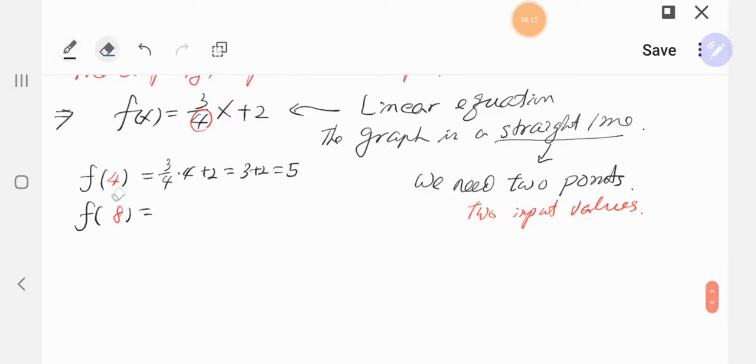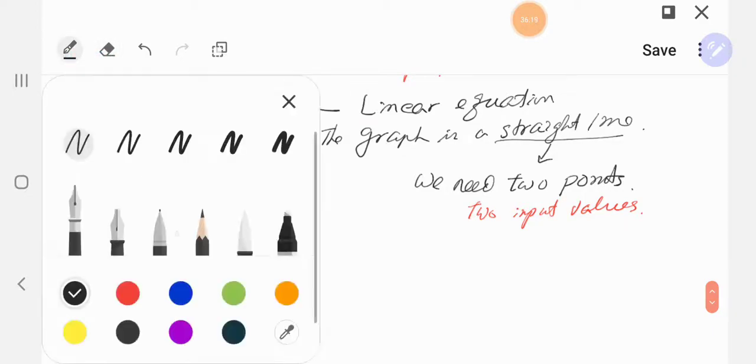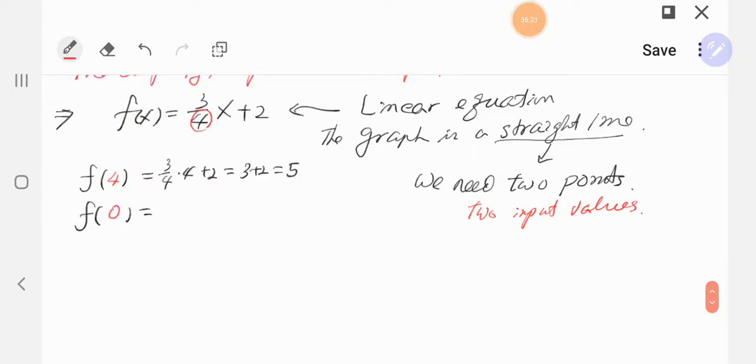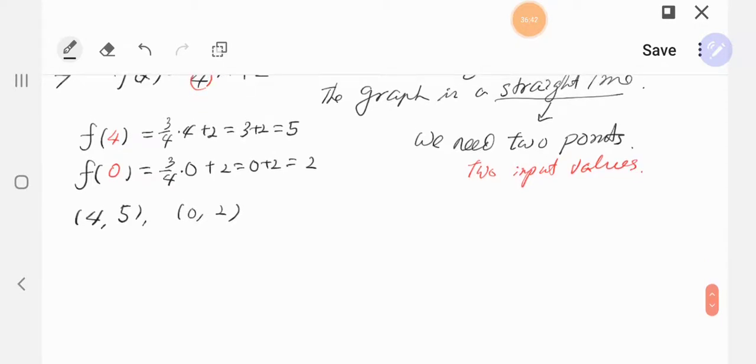Let's use 0 as well. Instead of 8, let's use 0, because 0 is a very simple number. It will make everything 0, right? So use 0 for input. So 3/4 times 0 plus 2, then that is 0 plus 2, which is 2. So the ordered pairs are these. When x equals 4, y is 5. When x equals 0, y is 2. So we have 2 points.